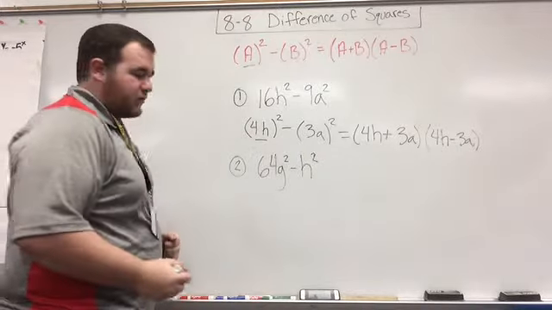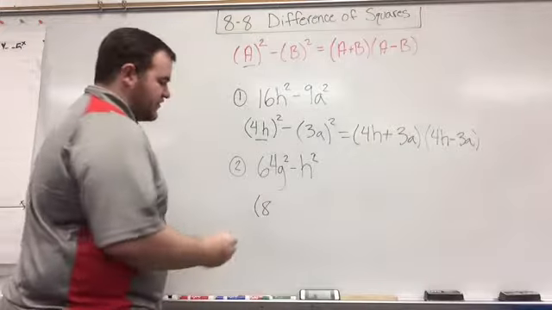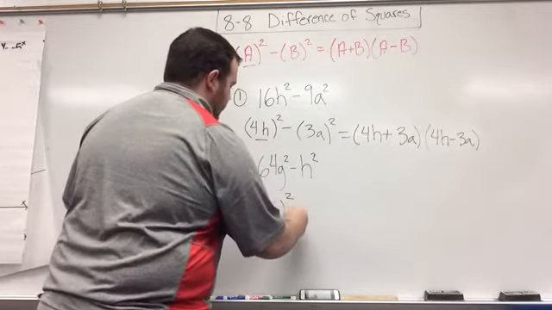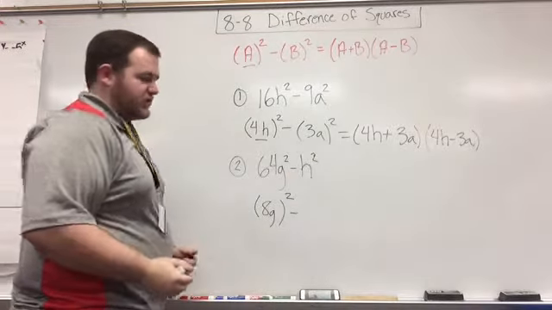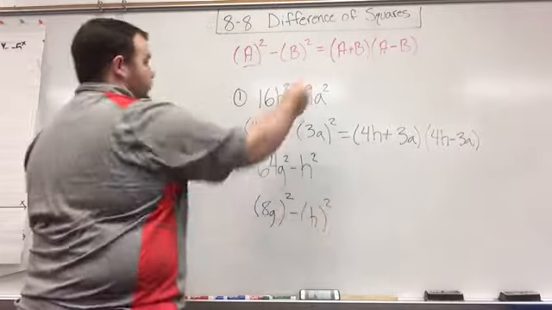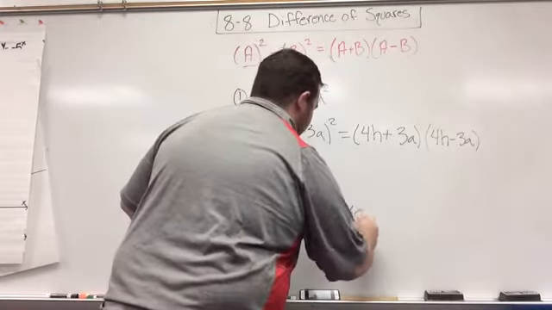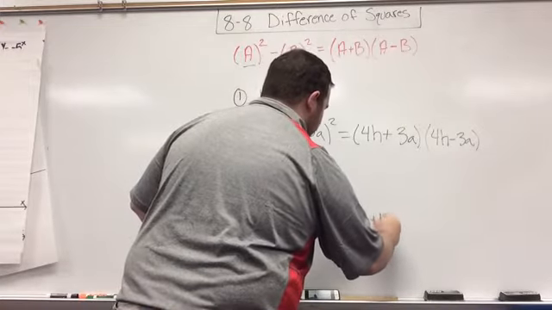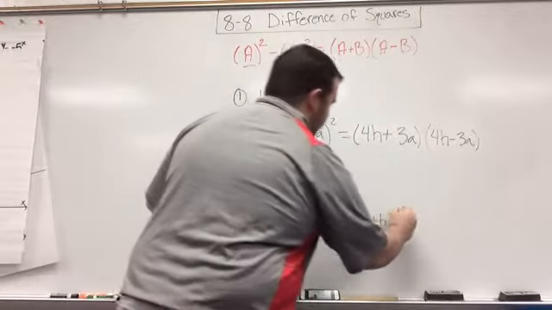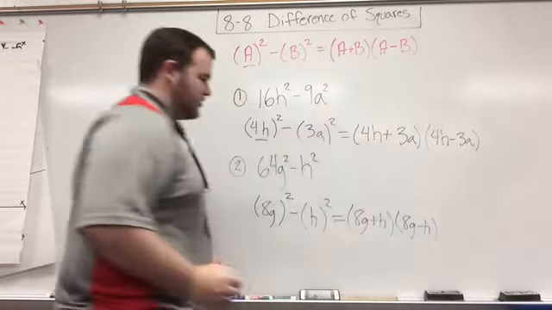What times itself equals 64? We get 8. What times itself equals g squared? We get g. And then we're going to subtract what times itself equals h squared. We just get h. Now we're going to rewrite it using our formula. So we have the quantity of 8g plus h, and then rewrite it the exact same but subtract in the middle, times the quantity of 8g minus h.